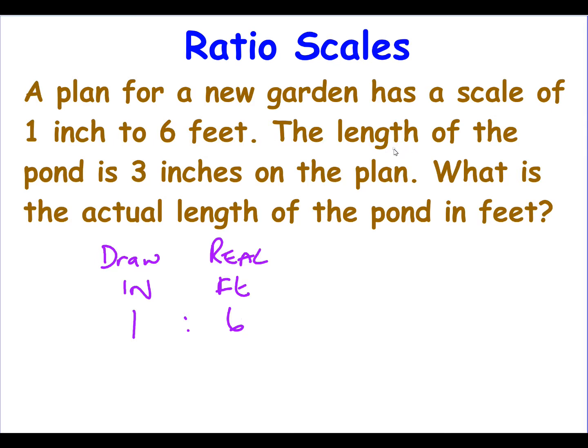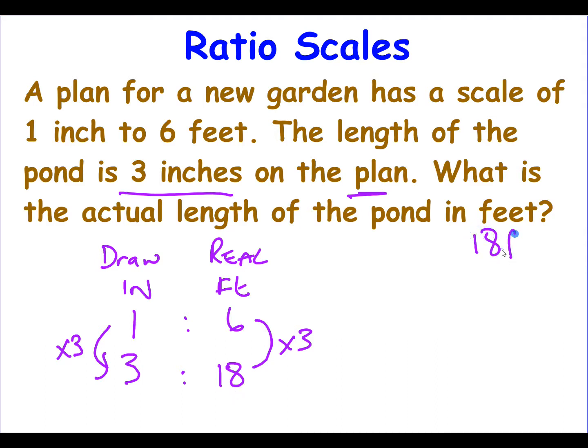The length of the pond is 3 inches on the plan. So on our drawing, our plan, we've got 3 inches. How did I get from 1 to 3? I multiplied it by 3. Our scale, what you do to one side, you do to the other, means that our real world pond will be 18 feet. So in the real world, it's going to be 18 feet.